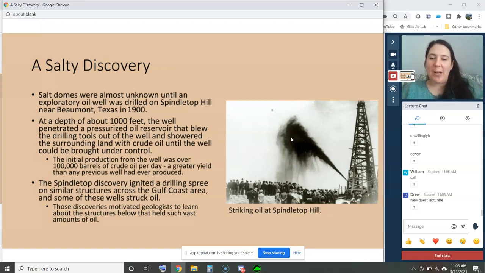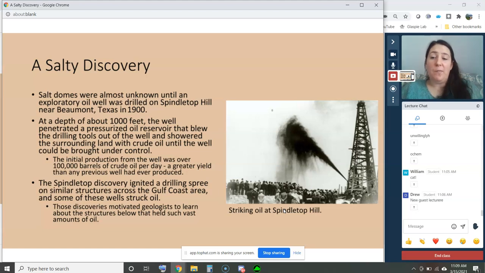Salt domes were an almost unknown geologic feature until an exploratory oil well was drilled on Spindletop Hill near Beaumont, Texas. And this was in 1900. At a depth of about 1,000 feet, the well penetrated a pressurized oil reservoir that blew the drilling tools out of the well and showered the surrounding land with crude oil until the well could be brought under control. And these are some people that had gathered to watch this spout of oil spilling out at Spindletop Hill.